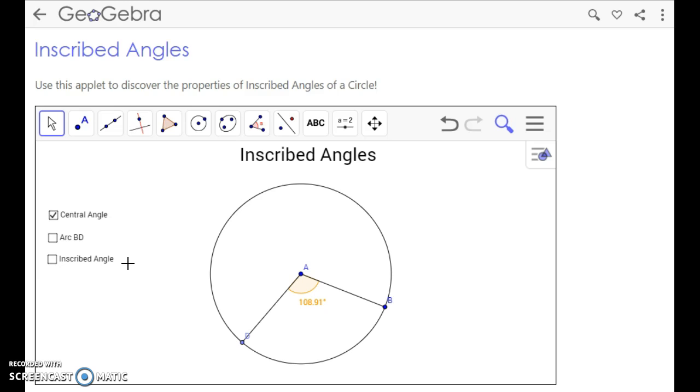So this is circle A. And you can tell here we have that defined measurement of 108.91. We also have the measure of an arc here, arc BD. So it happens to be the same as the central angle. We'll explore more of that later.